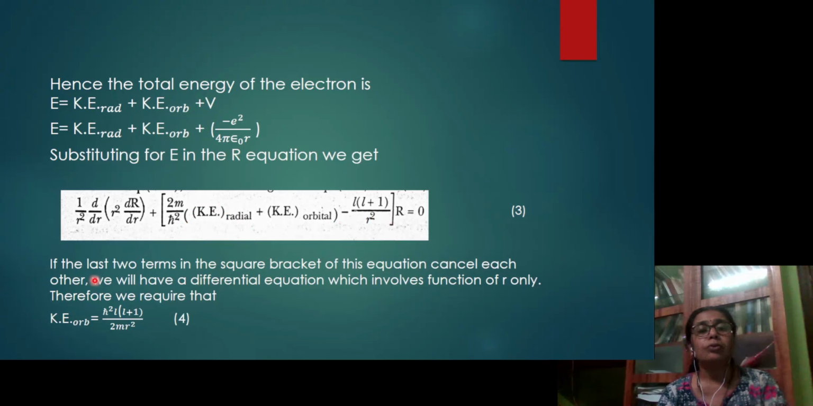Okay, so kinetic energy orbital we are equating with this L into L plus 1 upon r square. Remember that 2m upon h cross square factor was there. So if we shift it to the RHS, it will become h cross square upon 2m. So we have multiplied that L into L plus 1 divided by r square with h cross square upon 2m.